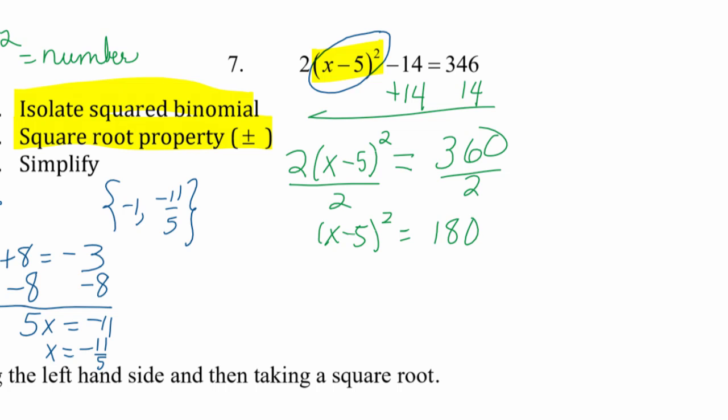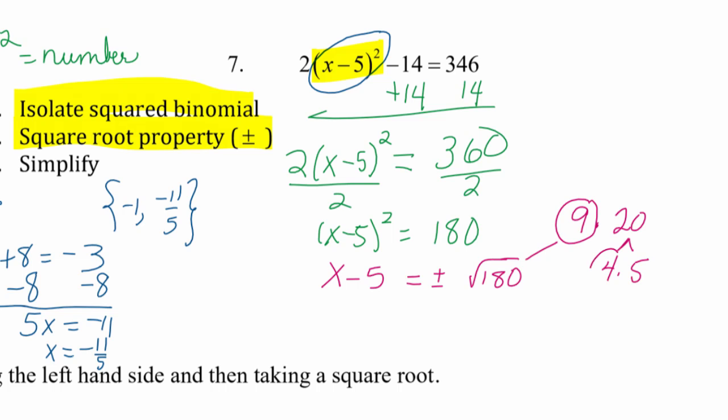Now we're ready for the square root property, and we have to remember that plus or minus on the right-hand side. So x minus 5 equals plus or minus the square root of 180. Here, with this radicand, we need to pull out any perfect square factors of 180. Definitely I see the 9 in there, don't you? 9 times 20. And then 20 we know is 4 times 5. So the 9 and the 4 are perfect squares.